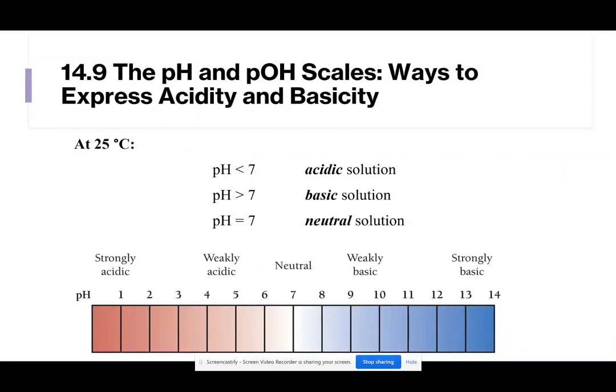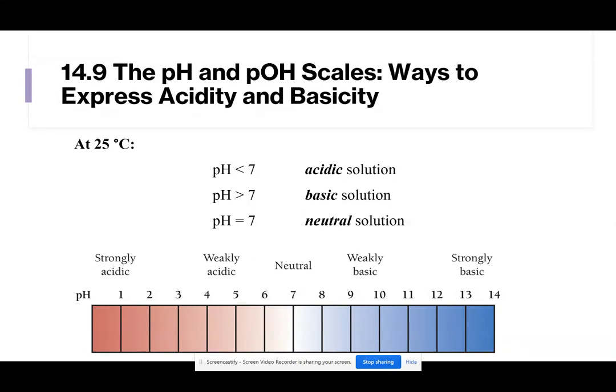Lastly, we are going to talk about pH. pH is a way to express acidity and basicity. The P doesn't stand for a word or anything. It just means we're taking the negative log of something, and the H is because it's the hydrogen ion concentration that we're looking at.